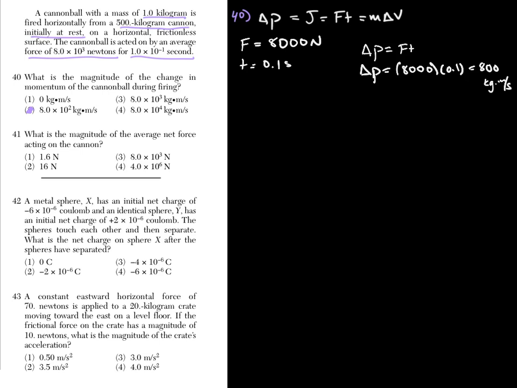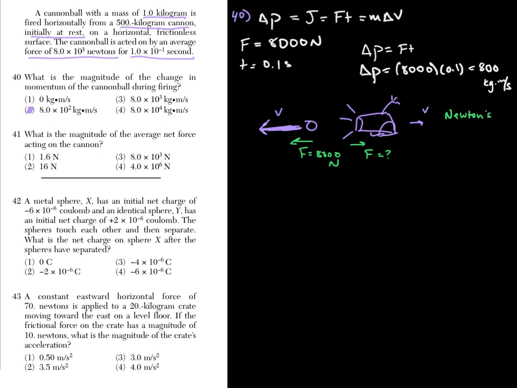Now, number 41, what is the magnitude of the average net force acting on the cannon? Okay, now be careful. So I'm going to draw this out. So we have the cannonball going this way, and then we have the cannon going the other way. All right, this is what happens in an explosion sort of scenario. Now we're looking for what is the force on the cannon, since they gave us the force on the cannonball. Well, Newton's third law states that every interaction force has an equal but opposite reaction.